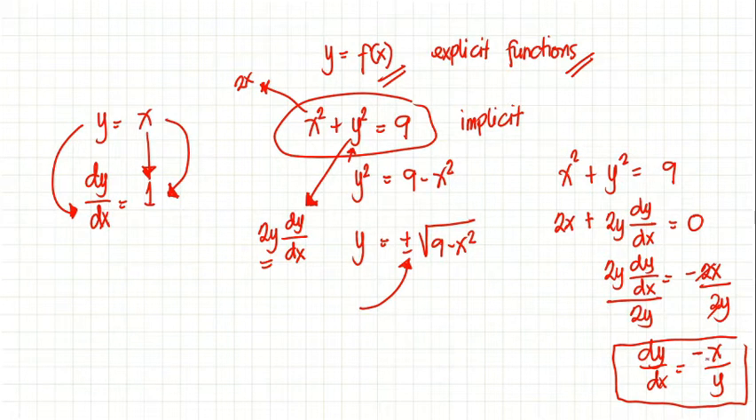So this is now the derivative of x squared plus y squared equal to 9. And that is negative x over y. So from that, we have differentiated the given equation using implicit differentiation. Okay? Para mas maintindihan, let's consider another example.